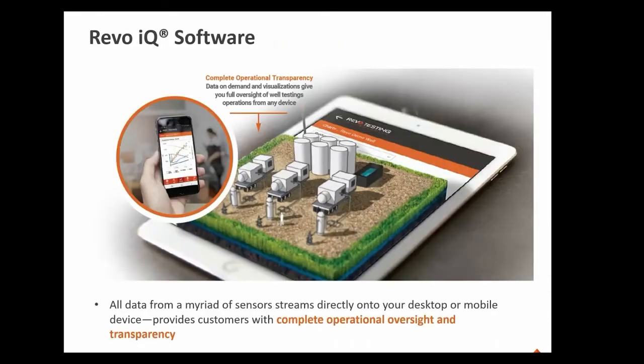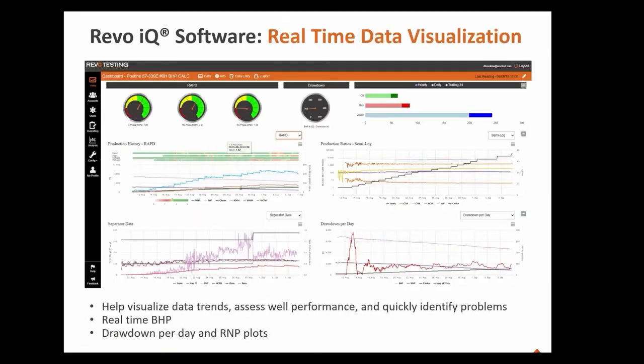Now, jumping right into the Revo IQ software. All data from all the sensors that we have on location, that's being collected at any moment in time, we have going directly into your mobile devices or your desktop, so that way you can have complete operational oversight and transparency of your production operation.